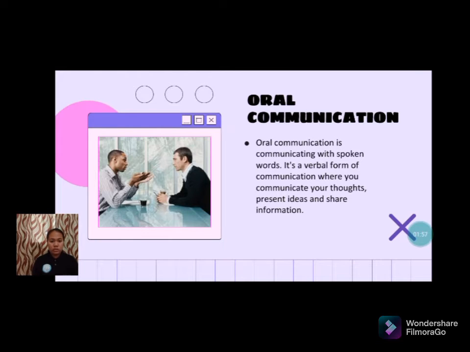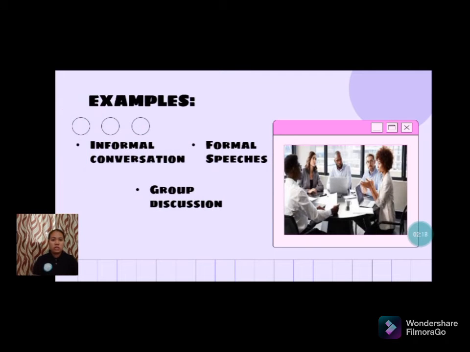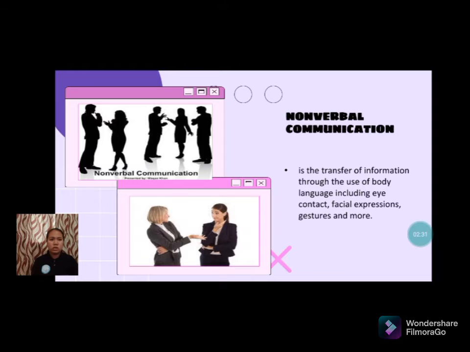Oral forms of communication are particularly powerful because they include not only speakers' words but also their changes in tone, pitch, speed, and volume, and may be accompanied by facial expressions and gestures. Examples of oral communication are informal conversations, formal speeches, and group discussion. So next is nonverbal communication.